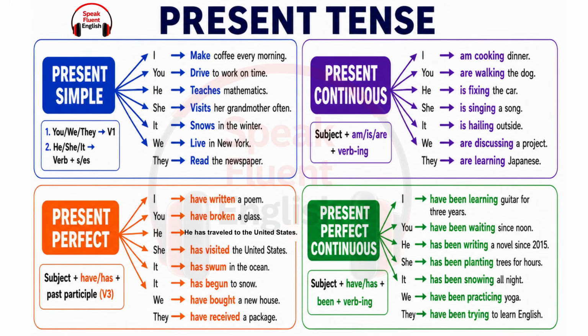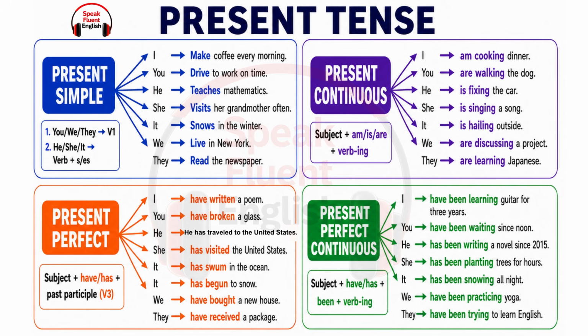Number 3. Present perfect. The present perfect is used for actions that happened at an unspecified time in the past or have a connection to the present. Structure: subject plus have, has, plus past participle, V3. Let's practice. I have written a poem.